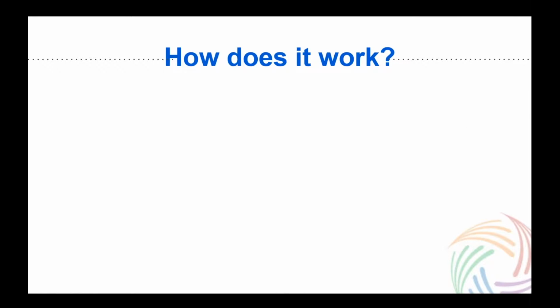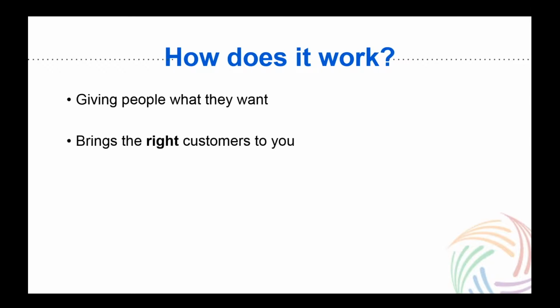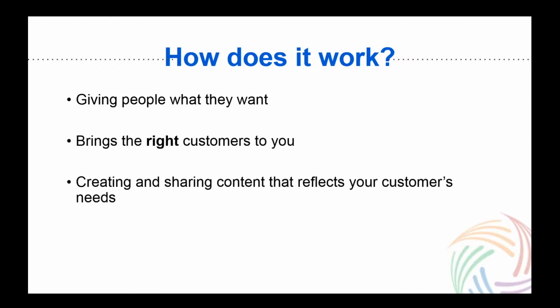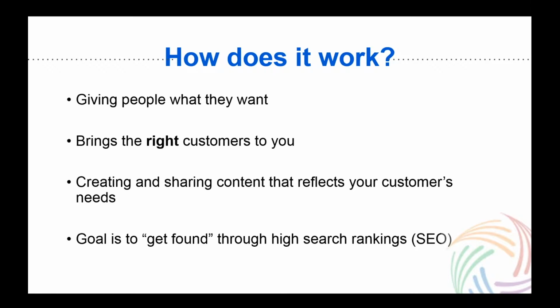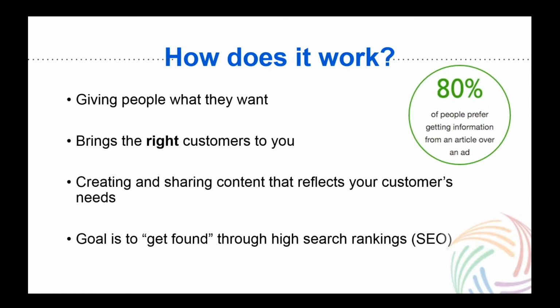So, how does inbound marketing work? Inbound marketing works by giving people what they want. Rather than bombarding people with information and hoping it sticks, inbound brings the right customers to you. Creating and sharing content that reflects your potential customers' needs means you'll naturally attract interest and traffic. The goal is to get found through high search rankings. If your content shows up at the top of Google searches, it will drive more traffic and leads to you. And guys, the proof is really in the pudding here: 80% of people prefer getting information from an article over an ad.